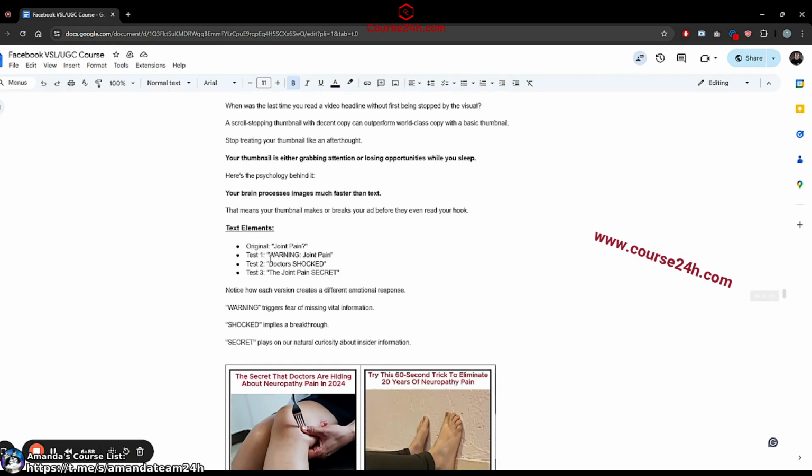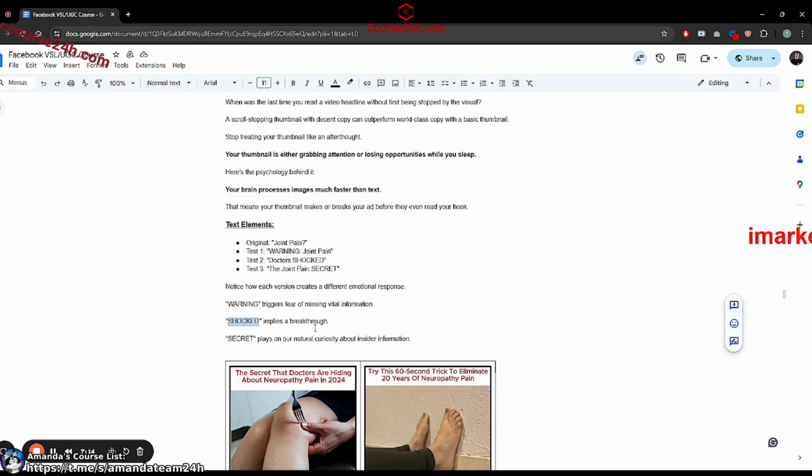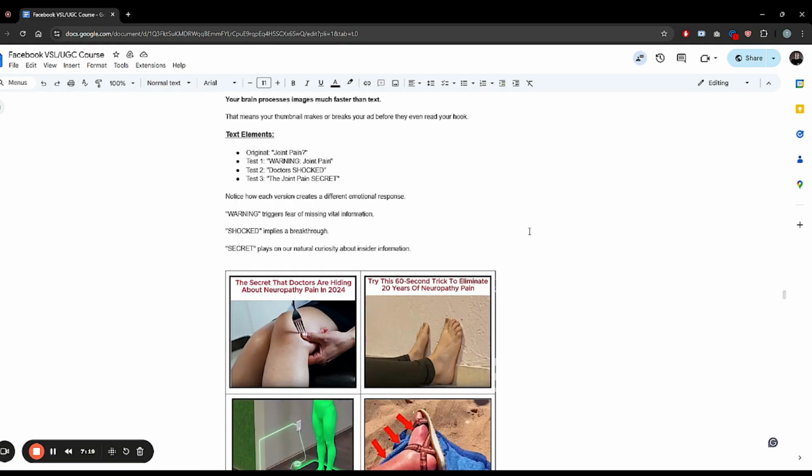So the text elements can have original joint pain. There's the one: warning, joint pain; doctor shocked; the joint pain secret. And notice how each version creates a different emotional response. Warning triggers fear of missing vital information. Shocked implies a breakthrough. And secret plays on our natural curiosity about insider information.